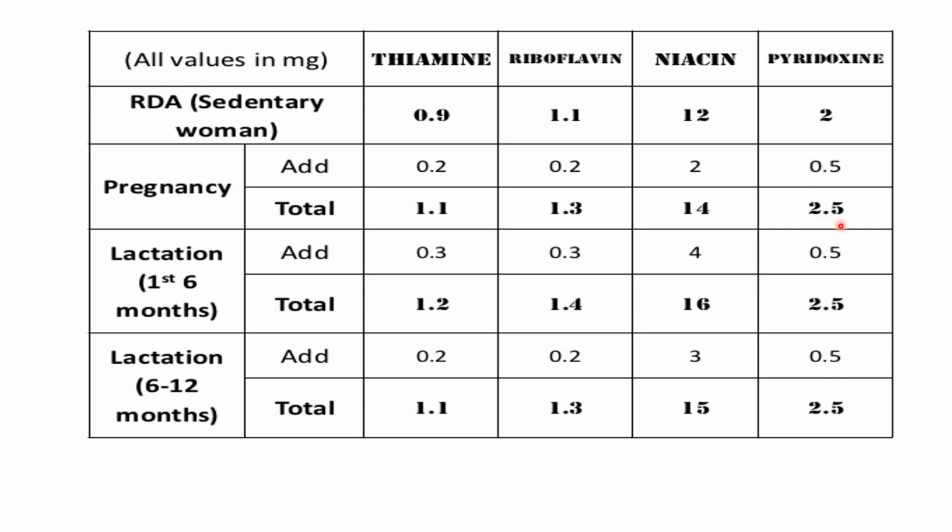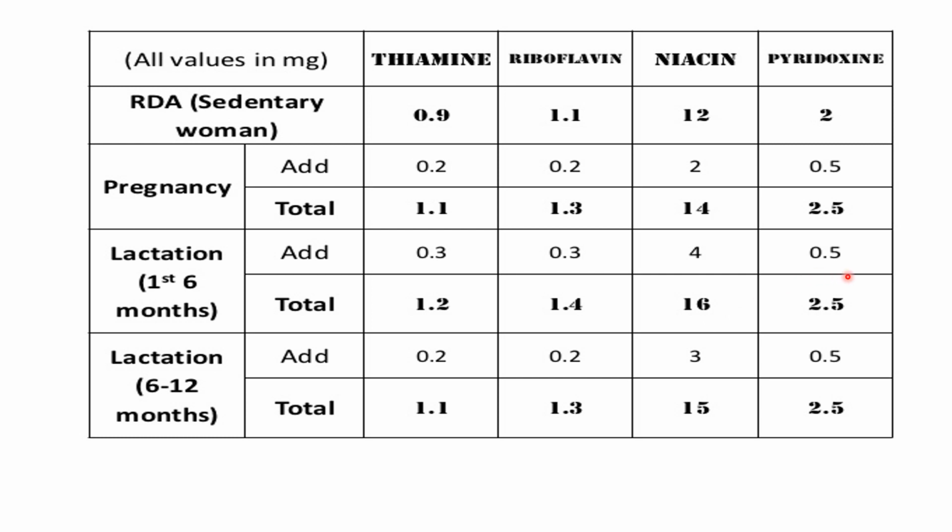milligram during the pregnancy. And in the lactation, in the first 6 months, additionally we are supposed to give 0.3 milligram of thiamine, and altogether the need will become 1.2 milligram. Here riboflavin also we are supposed to give an additional 0.3 milligram, so the total requirement will become 1.4 milligram. And niacin additionally we are supposed to give 4 milligram, so the total requirement of the mother during the first 6 months of lactation will become 16 milligram of niacin.